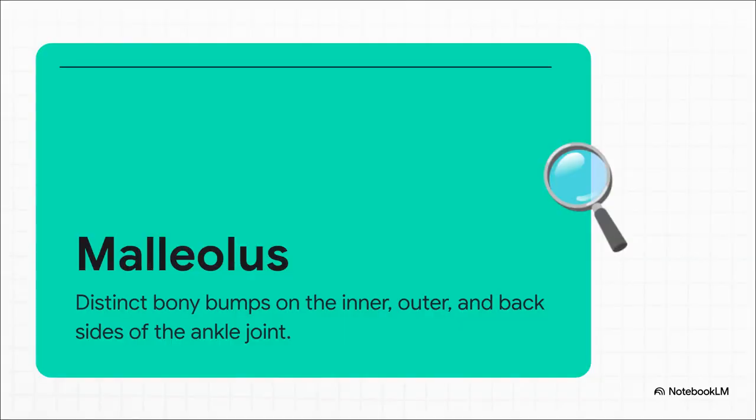Okay, as we move down into the ankle itself, there is one very specific term you absolutely have to master: the malleolus. Now, what exactly is a malleolus? It's really just a fancy word for those prominent bony bumps you can actually feel on the sides and back of your ankle. You've got a medial malleolus on the inside, a lateral one on the outside, and a posterior one on the back. Keep these bumps in the back of your mind because they are going to be the entire basis of our fracture coding rules in just a few minutes.